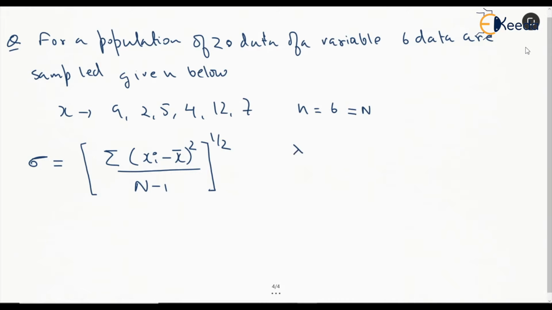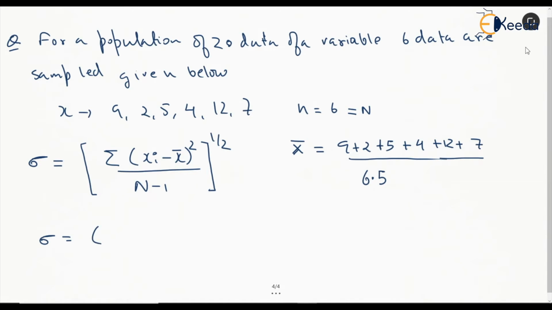So first of all, we need to find the mean, which is 9 plus 2 plus 5 plus 4 plus 12 plus 7. This is 6.5, and then we can also find the sigma as the sum of all. So we'll start with the first one.